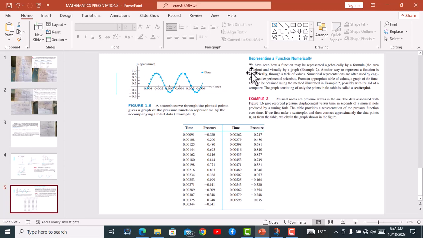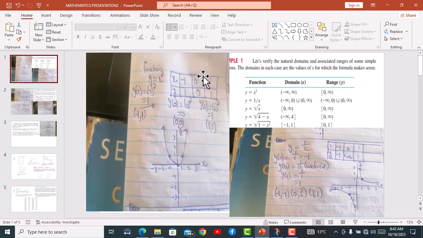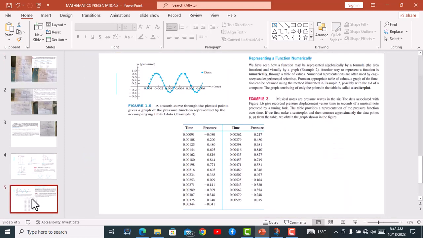So we have seen how a function may be represented by a formula, the area function, and so on, and visually by a graph, just as we saw. Another way of representing a function is numerically. So this is the third way, through a table of values, numerical values. So here, I was in fact trying to show you the numerical way of representing a function. All right.